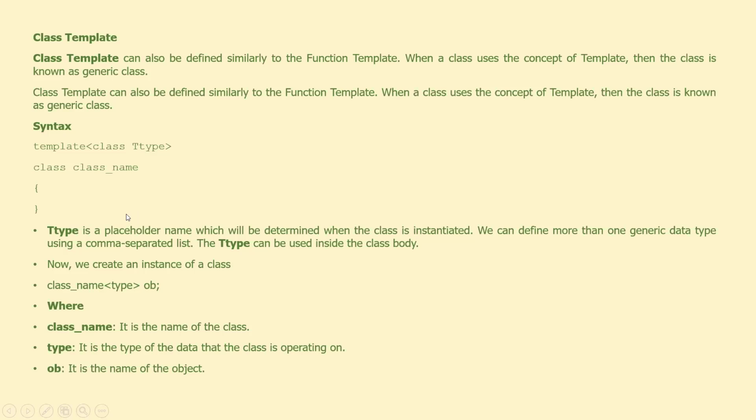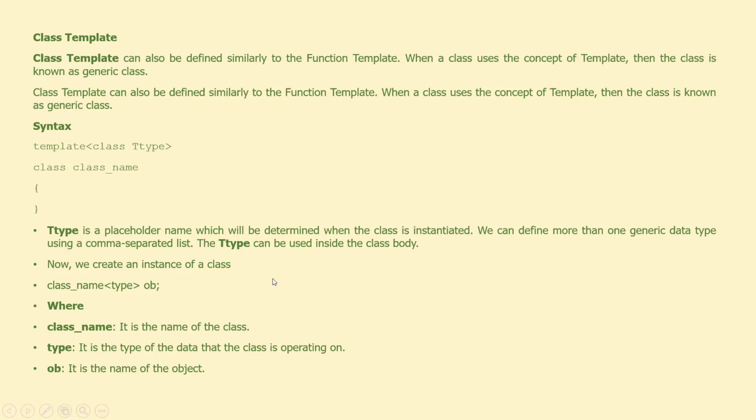Next, the second type of template is the class template. It can be defined similar to the function template. When a class uses the concept of template, then the class is known as a generic class. Syntax: template class T, type, class name. T type is a placeholder name which will be determined when the class is instantiated. We can define more than one generic data type using a comma separated list. The T type can be used inside the class body.